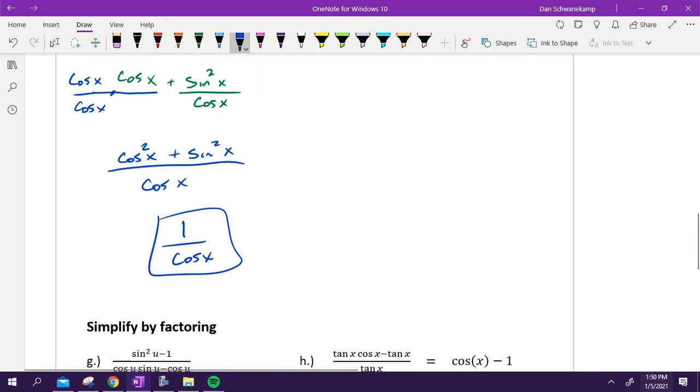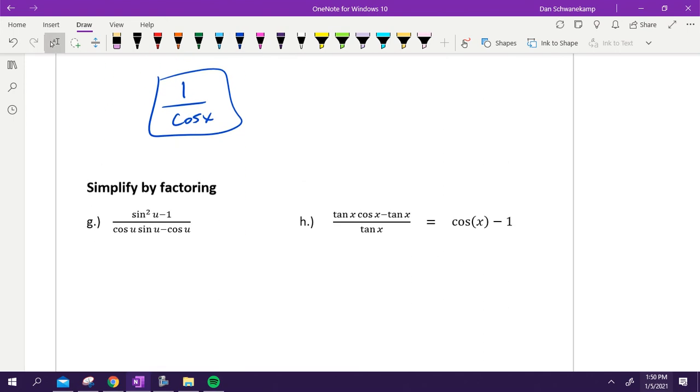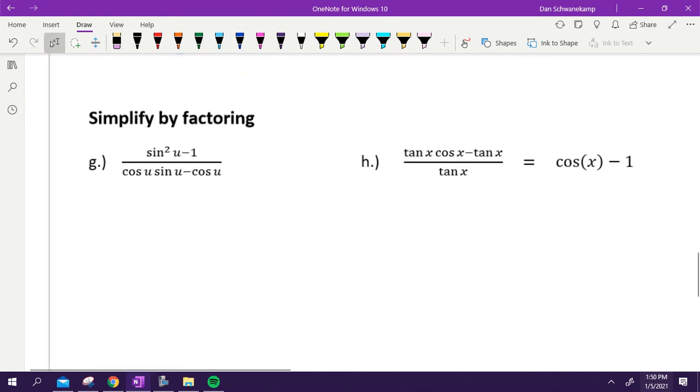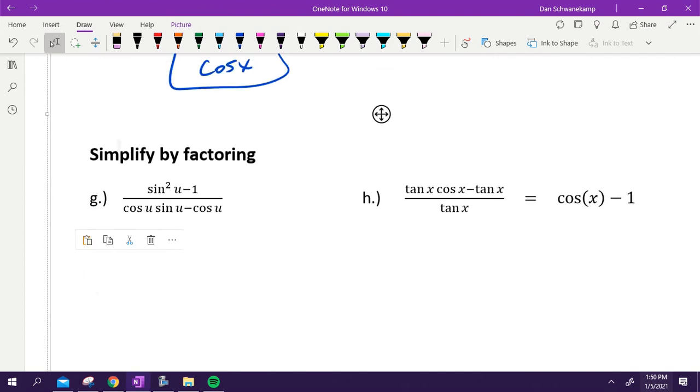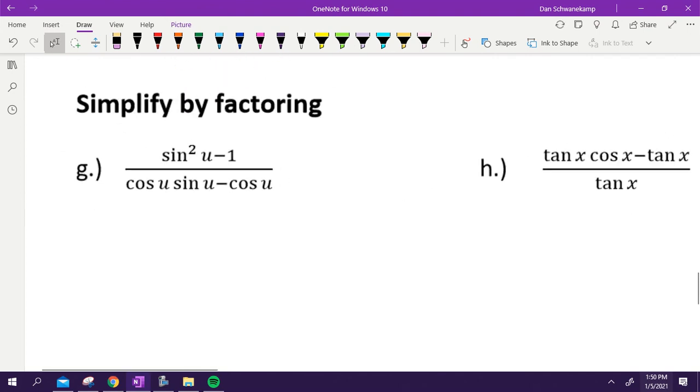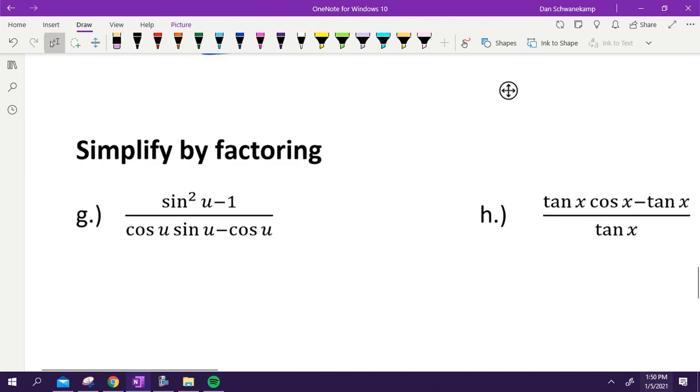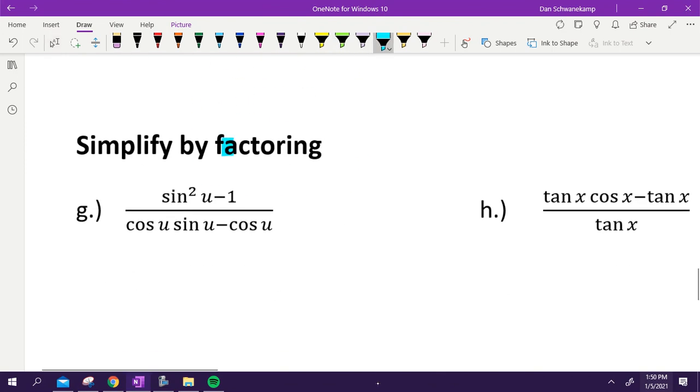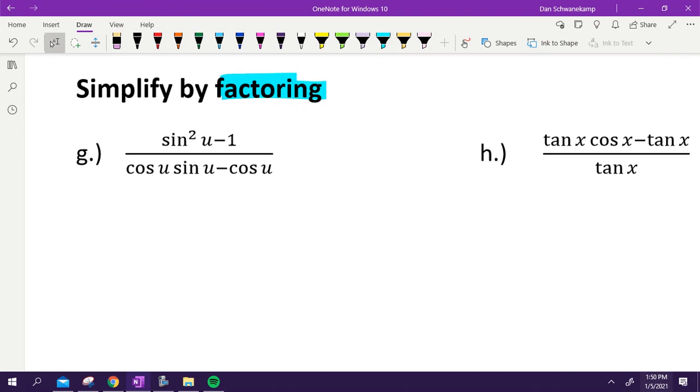In sake of time, let's jump down here. Let's go to letter G. Okay, letter G. We're simplifying by factoring. So that one was common denominators. One more, simplifying by factoring. Okay, these two on the backside are not as common. Conjugates and writing stuff in terms of sine and cosine are more important. But let's simplify by factoring. So I'm telling you, you're going to factor. Sine squared u minus 1.